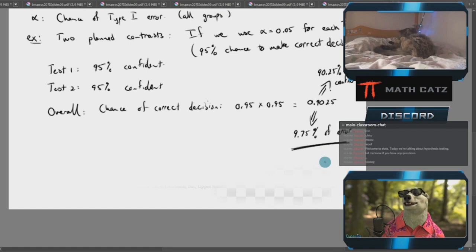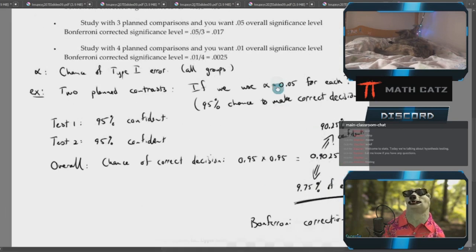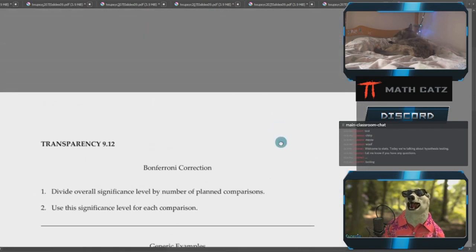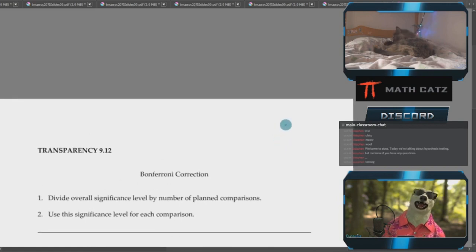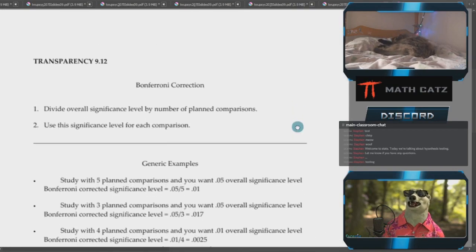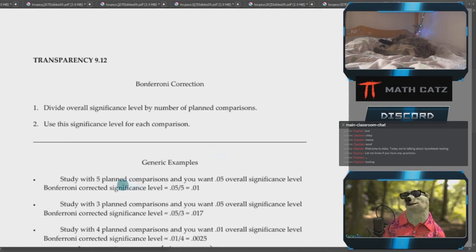So what can we do to try and avoid this? Well, we have what we call the Bonferroni correction. All we're going to do is take our original alpha and make it smaller when we do planned contrasts or planned comparisons. How much smaller? It depends how many we're doing. So let's have an example.